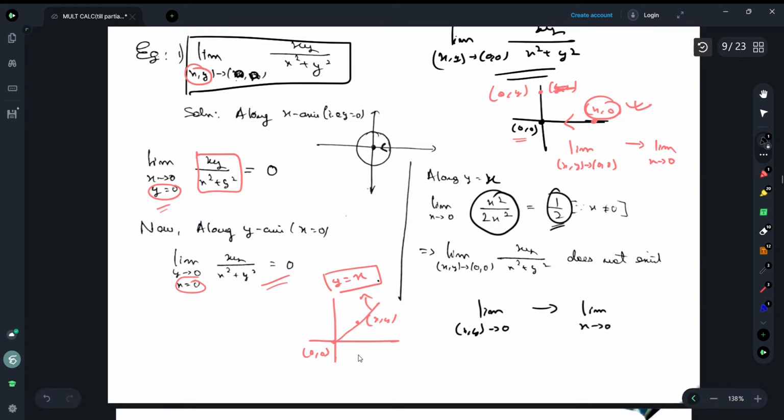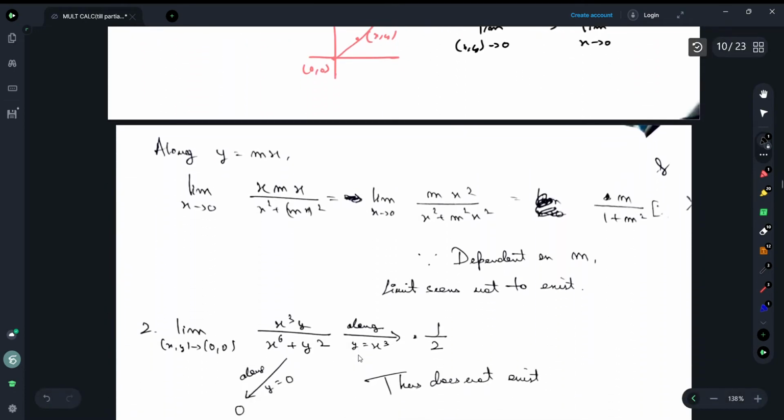But 1 over 2 is not the same as 0. So as we change our path to approach the origin, the value of the limit of the function changes. Therefore, we can obviously say that this limit does not exist. Is it clear? Let us check one more problem.